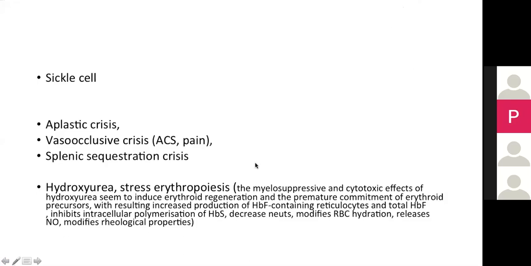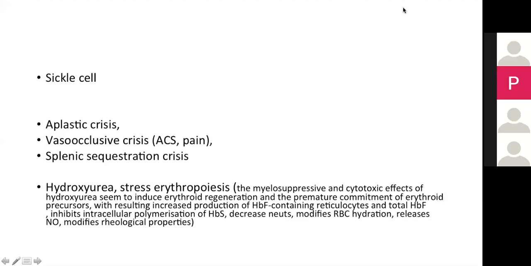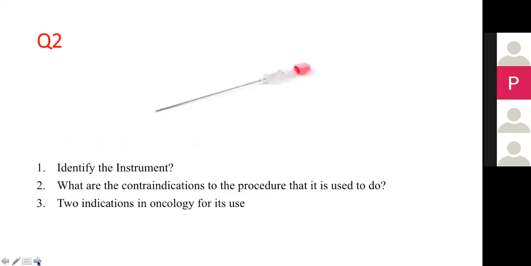So we have sickle cell, we have aplastic crisis, vaso-occlusive crisis, splenic sequestration crisis, hydroxyurea is the drug, stress erythropoiesis is the mechanism, it raises the HbF level, it decreases the polymerization of the sickle HbS, and that helps with the rheological properties of RBC being changed. And many other minor mechanisms. It helps these patients to have better hemoglobin, better quality of life, and less of occlusive crisis.